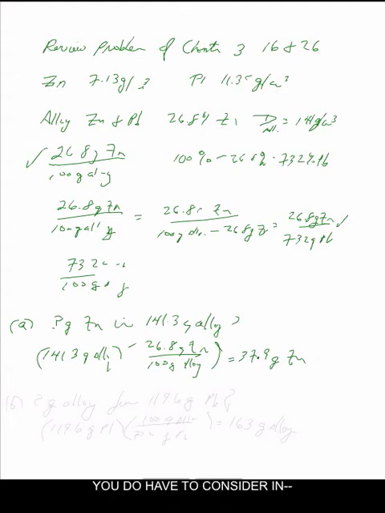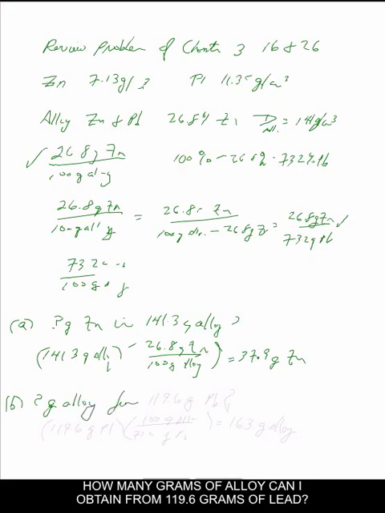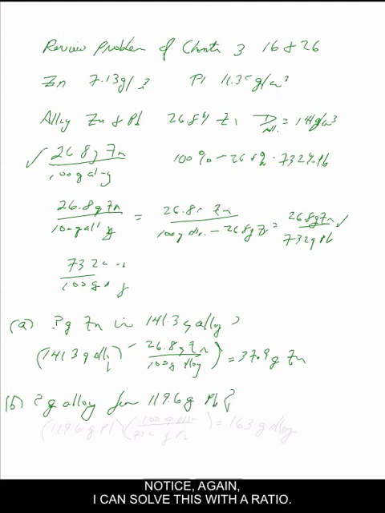You do have to consider in situations where you have measured conversion ratios, such as percentages, concentrations that we'll see later, those can control the number of sig figs. If I ask a secondary question here, and this may be one that is more useful to use ratios with, how many grams of alloy can I obtain from 119.6 grams of lead? Notice again, I can solve this with a ratio.